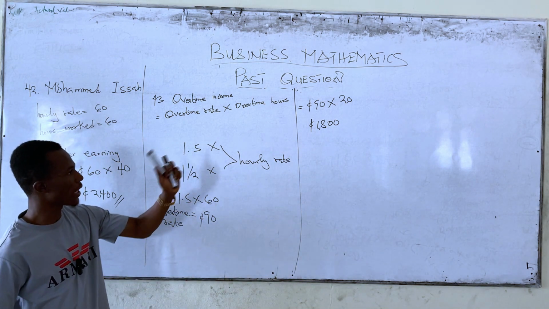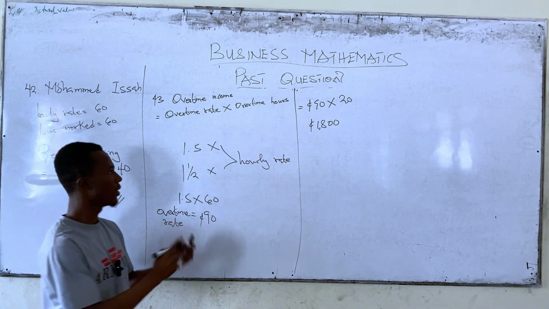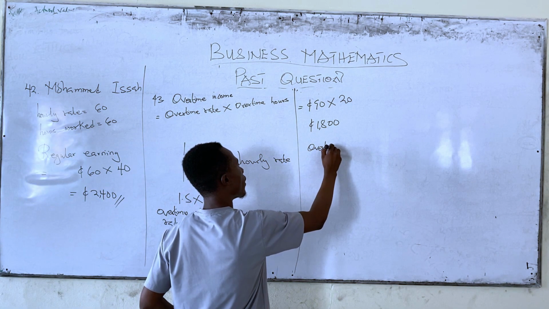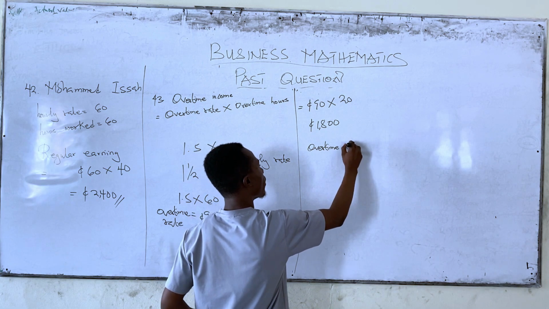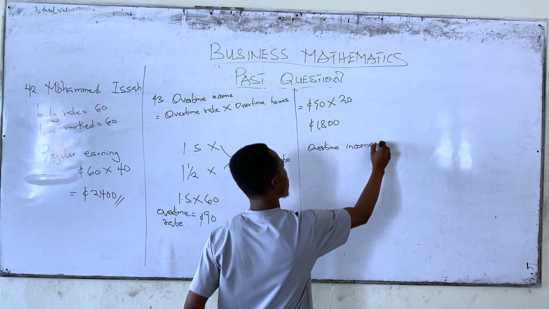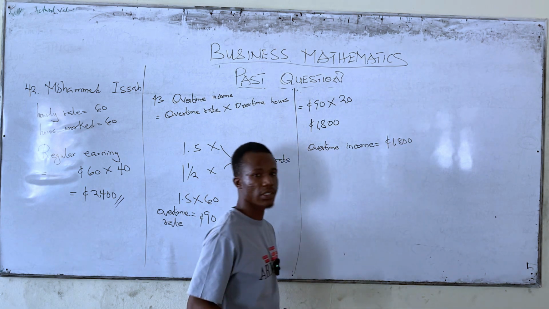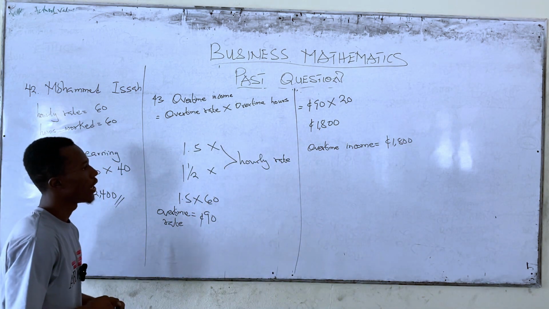So now we are done calculating for the overtime income. So the 1,800 you see here is the overtime income. Okay. It's overtime income. And that is the 1,800. Is that good? Yes.